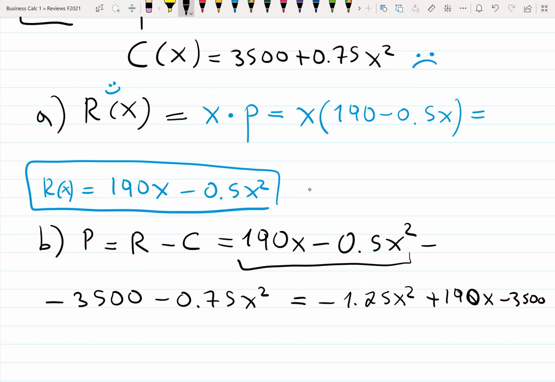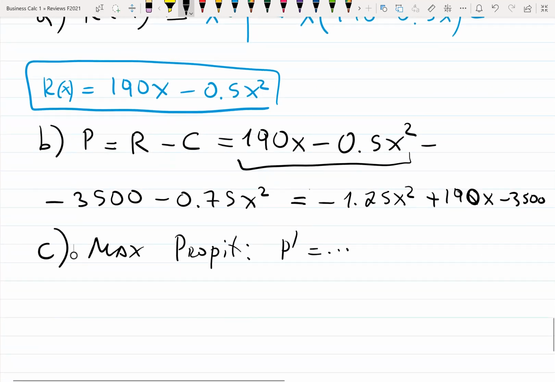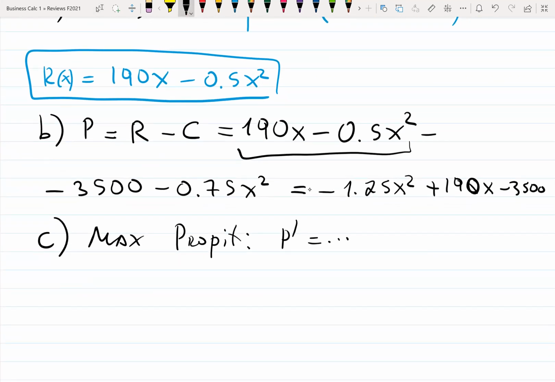And then they ask how many suits must the company produce and sell in order to maximize the profit. Maximize the profit, and the whole story repeats. So I'll just give you the steps and you know how to do it. Profit P prime, or you do the vertex if you want, minus b over 2a. P prime equals 0, solve for x. x gives you this happy number, plug it in, gives you the maximum profit.